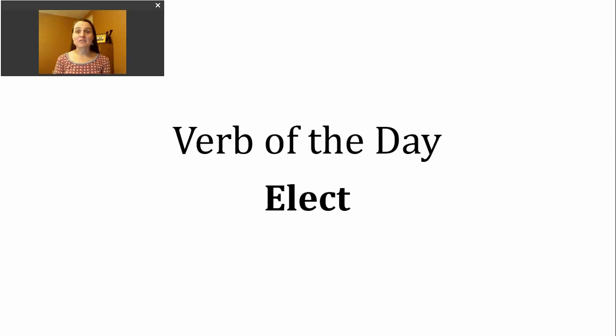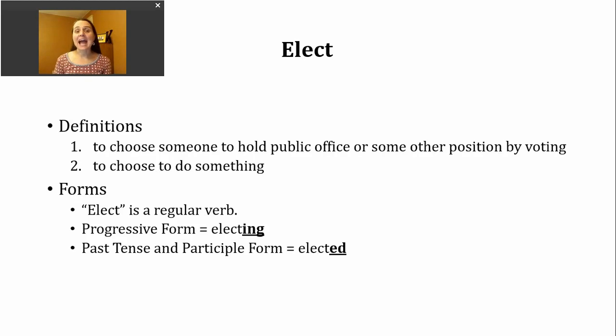Hi, it's time for another verb of the day. Today's verb is elect. Let's take a look at some of the ways we can use this verb.